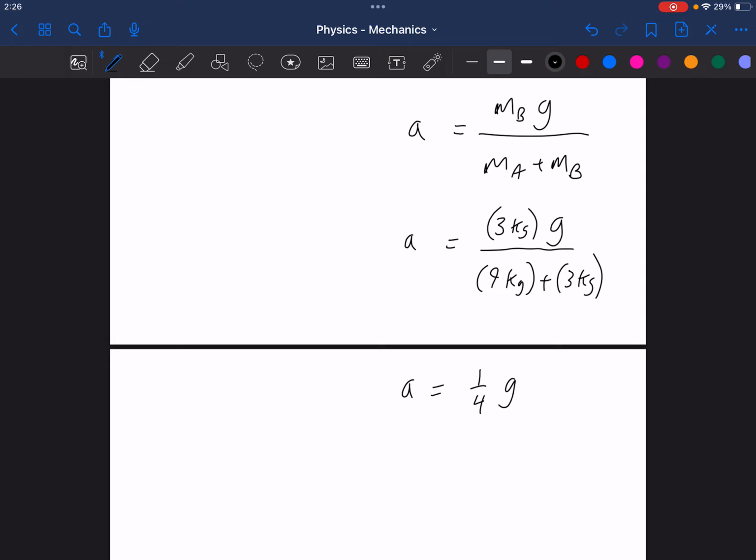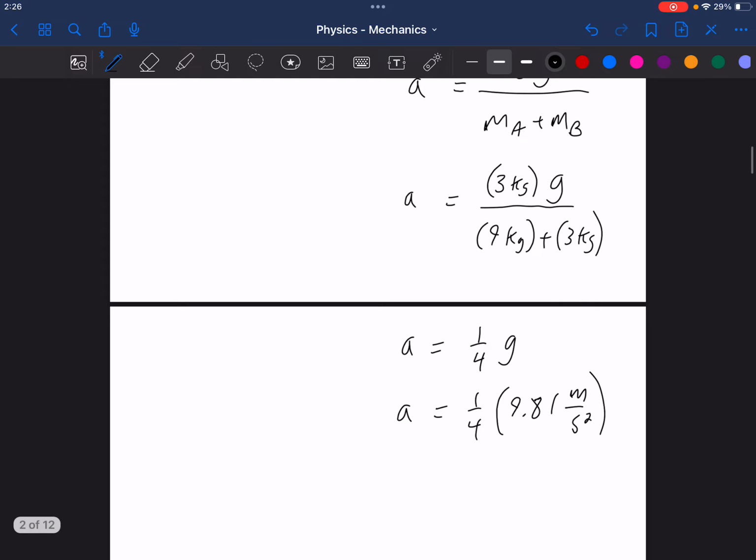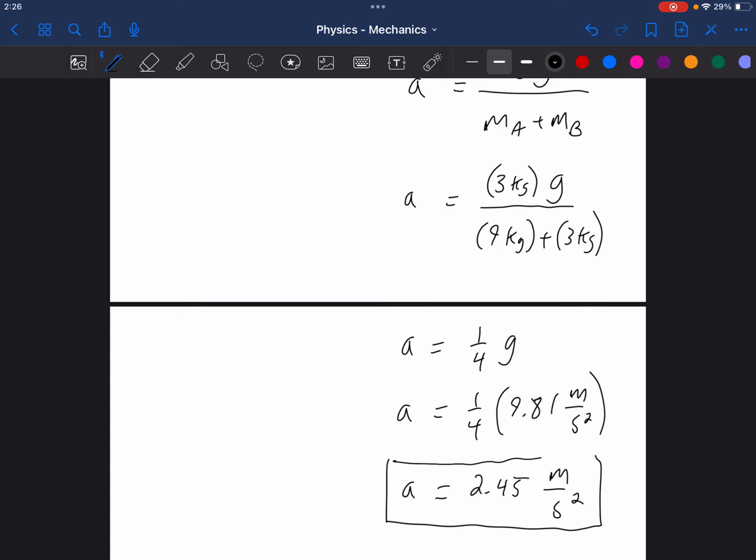I can now plug in acceleration is equal to what g is, 9.81 meters per second squared, and I can get a numeric answer from my acceleration, which ends up being 2.4525, but I'm going to round to 3 sig figs, so I have 2.45 meters per second squared. That is my acceleration. That's my final answer for one of my unknowns.